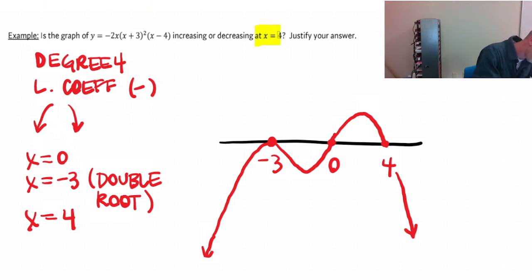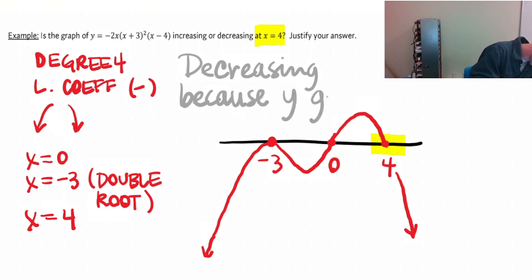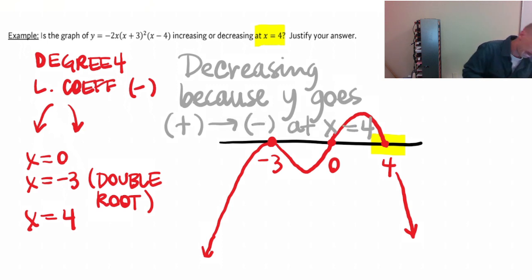Now, at x equals 4, oh look, it's in the midst of going down through the x-axis. So I'm going to say this function is decreasing. And the reason is because y is going from positive to negative at x equals 4. Okay, and that would be my reason.